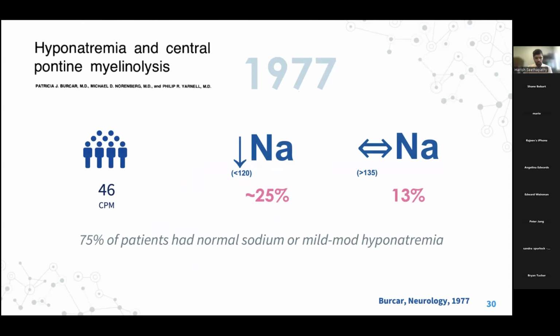He really wanted to look at the association of CPM and sodium. This was the very first paper that described what happened to the sodium in these patients. So he took 46 patients with CPM who had their sodiums published, and he saw that around 25% had a sodium that was what we describe as severe hyponatremia. 13% had completely normal sodium, greater than 135. The vast majority, 2/3 of the patients, had sodiums in between 120 and 135. So 75% of patients in this study with CPM had normal sodium or mild to moderate hyponatremia.